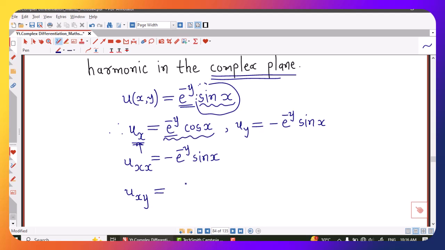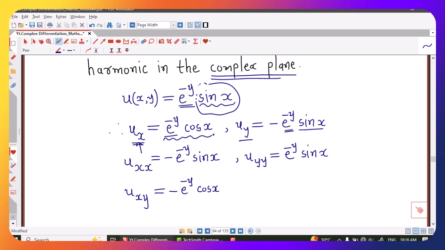So cos x is constant and the derivative of e raised to minus y is minus e raised to minus y, cos x as it is. And we differentiate this again with respect to y to obtain del square u by del y square. So sin x is constant, the derivative of e raised to minus y is minus e raised to minus y, therefore we will have a plus sign here, and this is as it is.